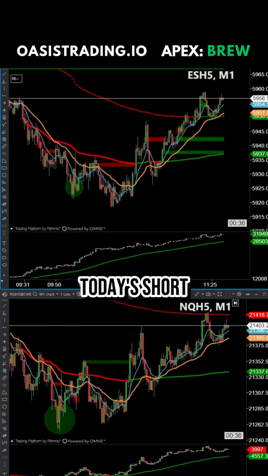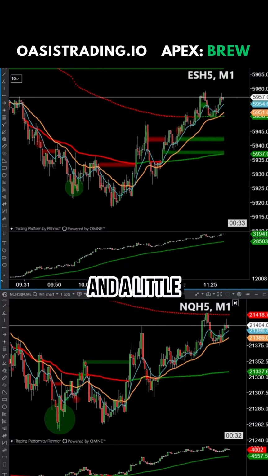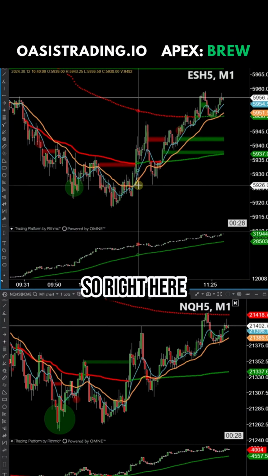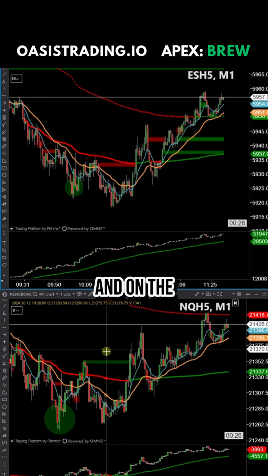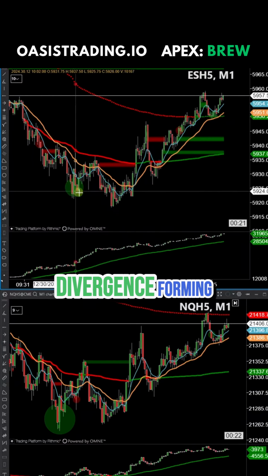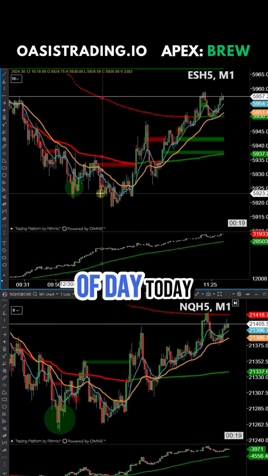All right, guys, in today's short, we're going to talk a little bit about how to trade bullish divergence and a little bit about delta absorption as well. So right here on the ES 1 minute and on the NASDAQ 1 minute, we can see a little bit of a bullish divergence forming at the low of day today.